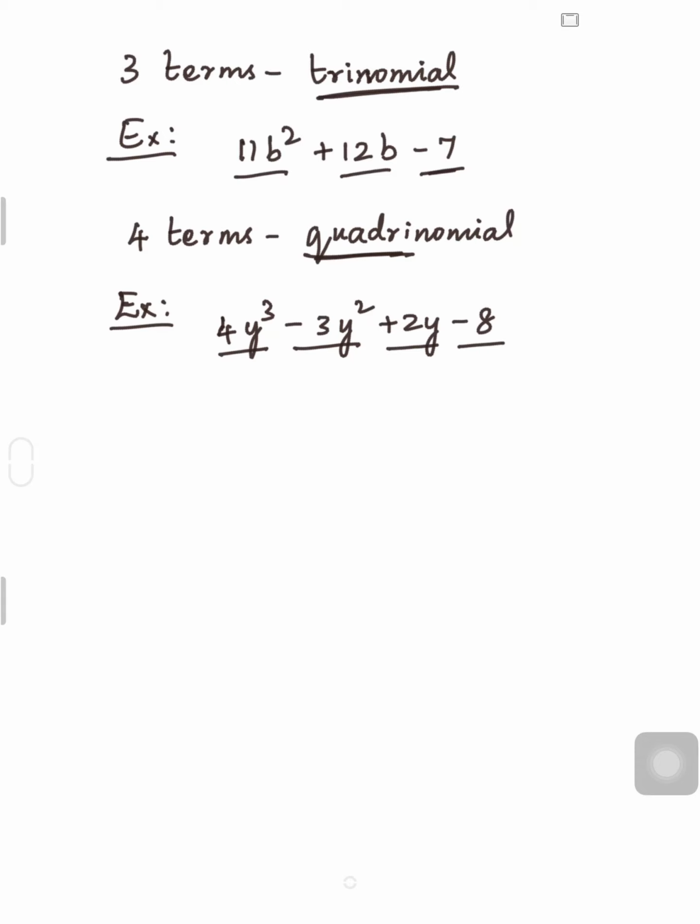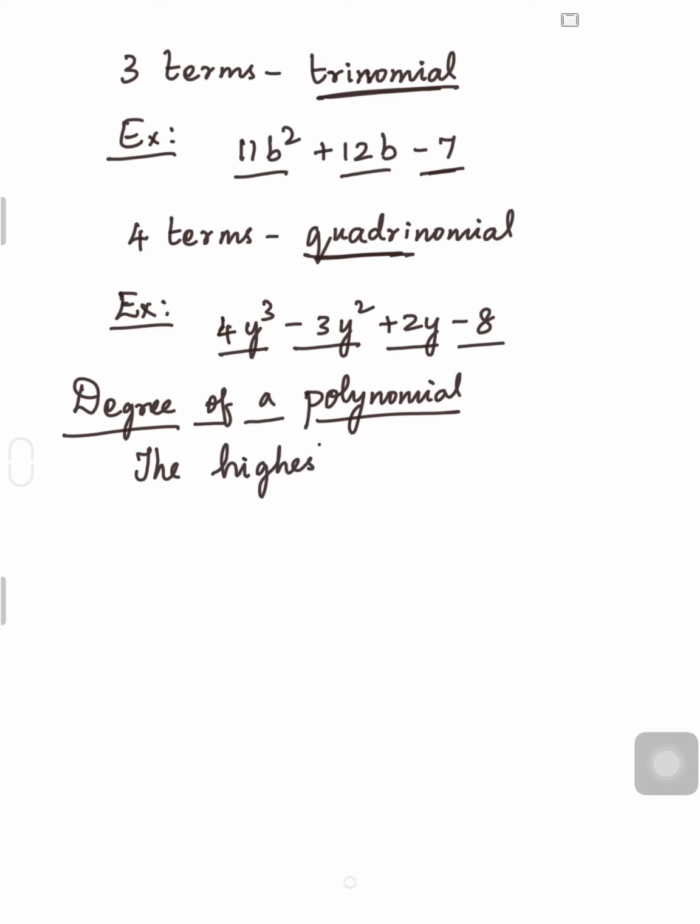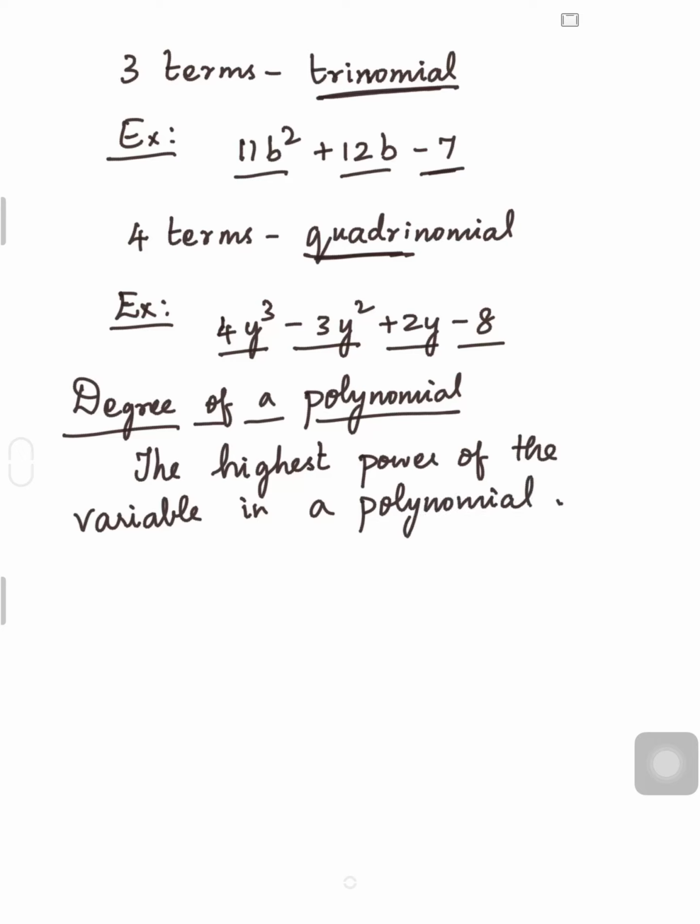In general, all these monomial, binomial, trinomial, quadrinomial, all these are polynomials. Similarly, the polynomials are classified based on degree. So for that you need to know what is the degree of a polynomial. The highest power of the variable in a polynomial is called its degree.